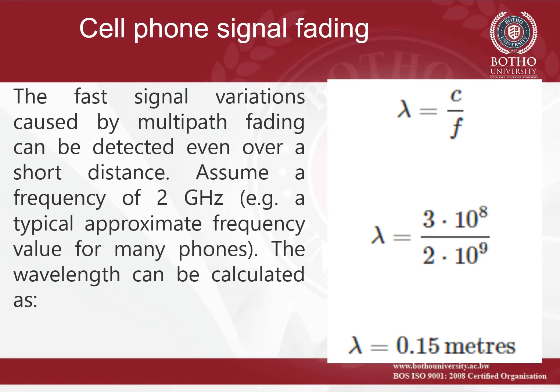This example looks at a very simplified version. In reality, the situation is far more complicated with signals being received via many paths. However, it does give an indication of the distances involved to change from an in-phase to an out-of-phase situation.